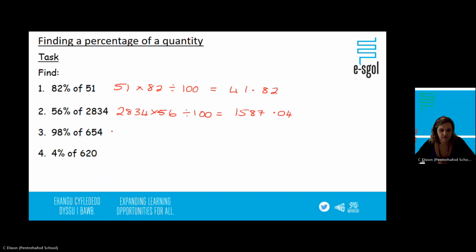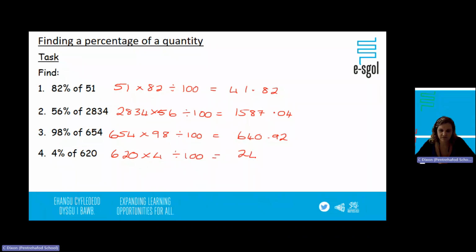1,587.04. Third one, 654 times by 98 divided by 100, answer 640.92. And then the final one you can see there, 620 multiplied by 4 divided by 100, giving you 24.8. So that task should have been quite quick. That's how you find a percentage of quantity using your calculator, but probably these are going to come up in the non-calculator, but you still need to know how to do this to feed into other questions.